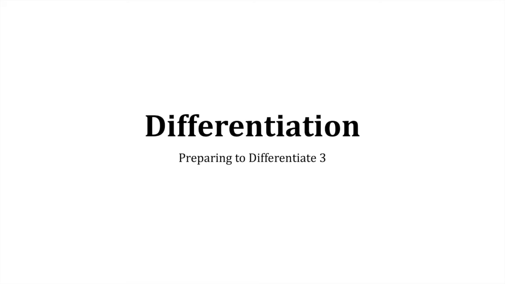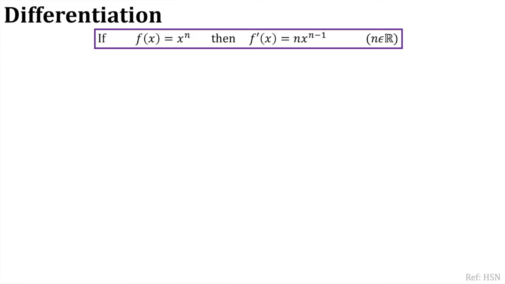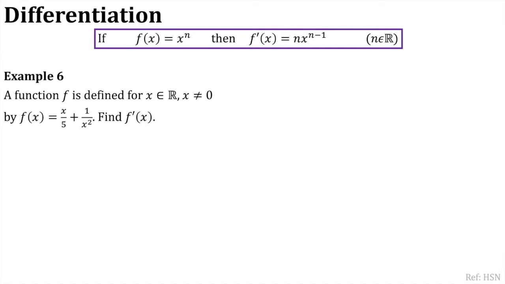In this video we're going to continue with differentiation once again, and we're still learning to prepare to differentiate. So example 6: a function f is defined for x in the real numbers, x not equal to 0, by f of x equals x over 5 plus 1 over x squared. Find f dashed of x.